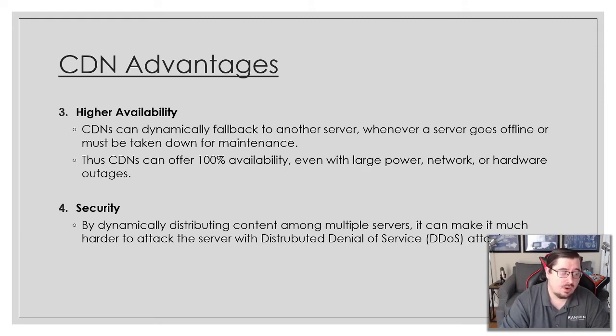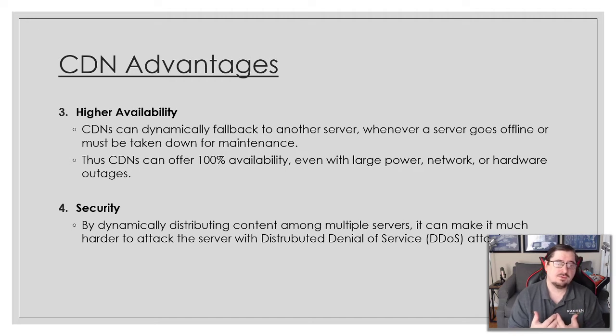CDNs could also lead to higher availability because they can dynamically fall back to other servers because they're made up of servers. If just one server goes offline, for instance for maintenance, it means that all your traffic can be rerouted to a different server. So what that means is they can offer close to 100% availability, even if there's larger scale power, network, or hardware outages.